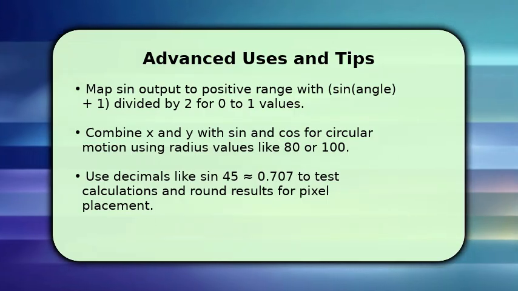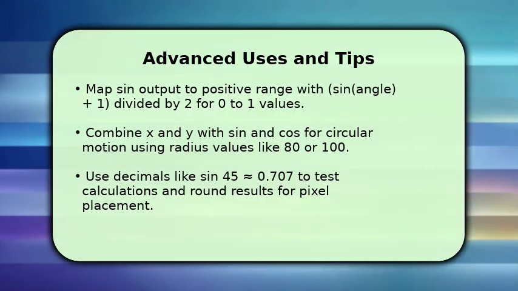For circular motion, pair sin for y and cos for x, multiplying each by a radius such as 80 or 100. You can also vary amplitude or angle step to control speed and size.